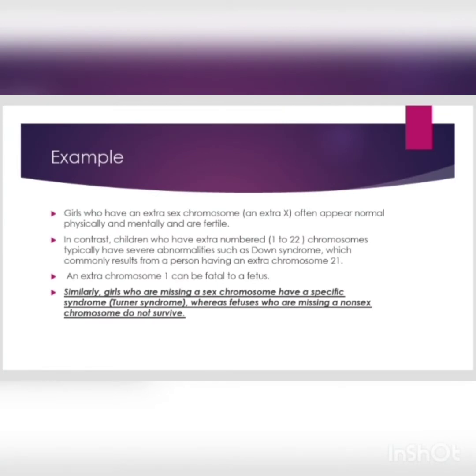For example, girls who have an extra sex chromosome often appear normal physically and mentally and are fertile. In contrast, children who have extra numbered chromosomes typically have severe abnormalities such as Down syndrome, which commonly results from a person having an extra chromosome 21. An extra chromosome 1 can be fatal to a fetus. Similarly, girls who are missing a sex chromosome have a specific syndrome called Turner syndrome, whereas fetuses who are missing a non-sex chromosome do not survive.